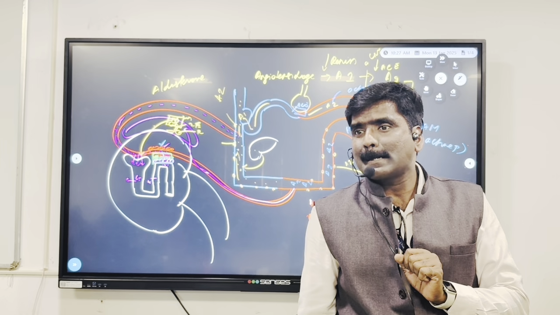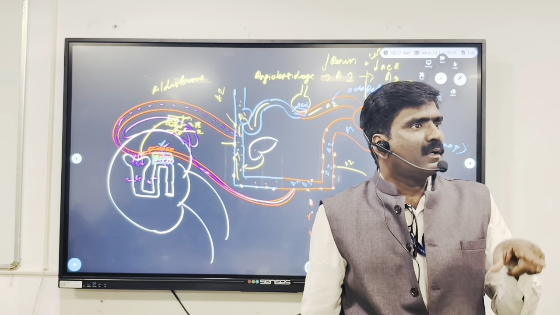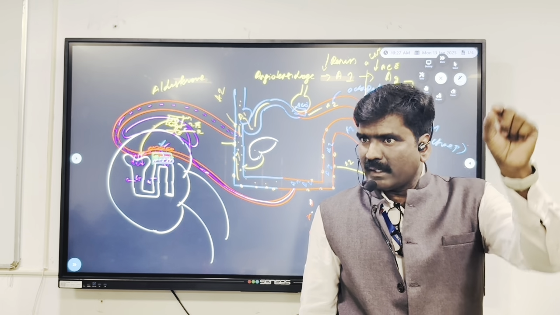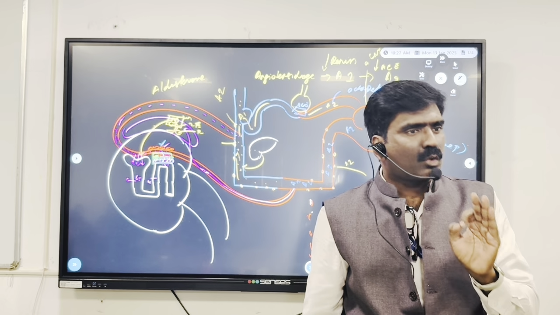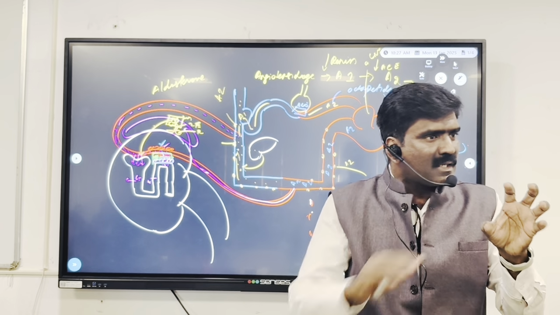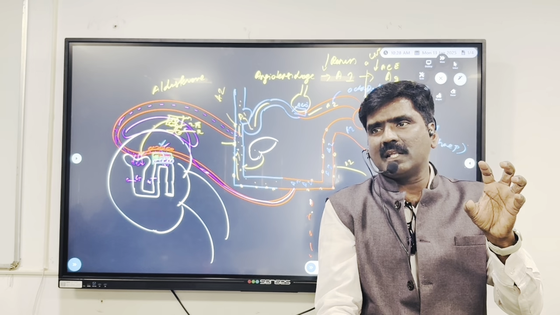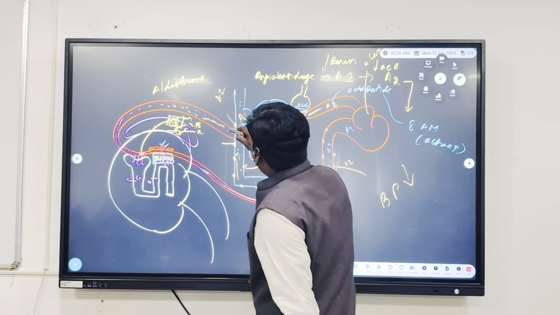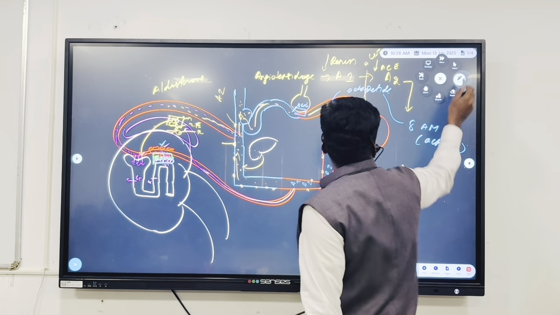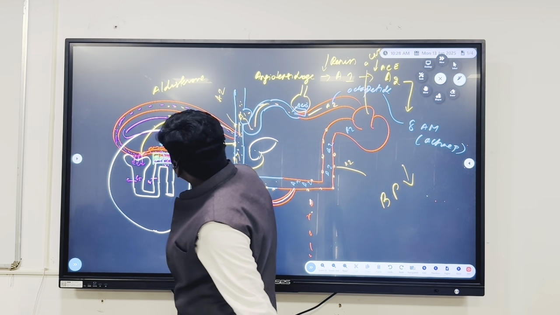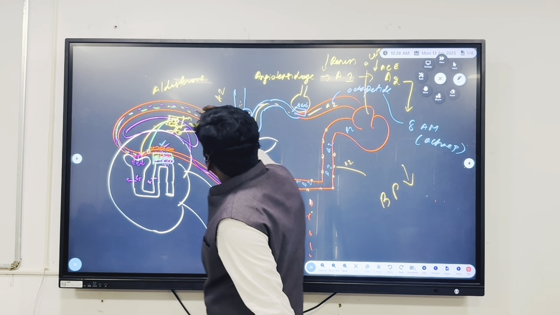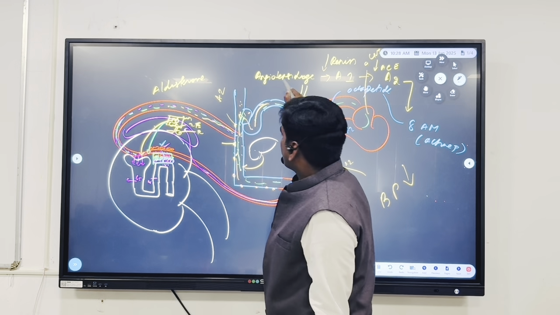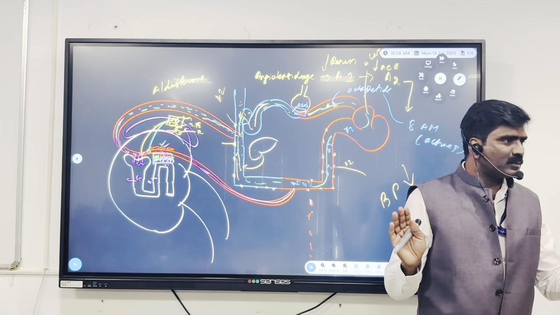Where did aldosterone come from? It came from A2. The zona glomerulosa has the receptor for A2. A2 will bind with the receptor in the zona glomerulosa, and aldosterone is released into the blood circulation. Now what is happening? Aldosterone is now circulating. I'll give another color, green. So this is aldosterone, circulating throughout the body. Are you clear what I am saying?